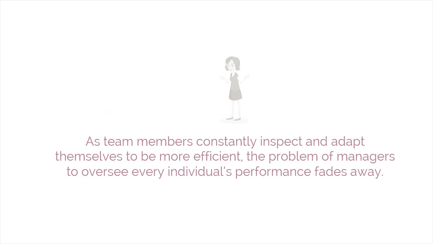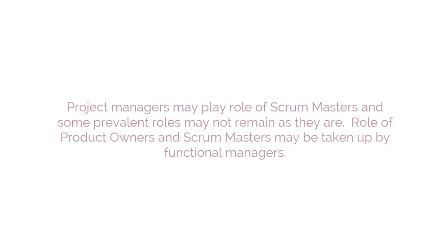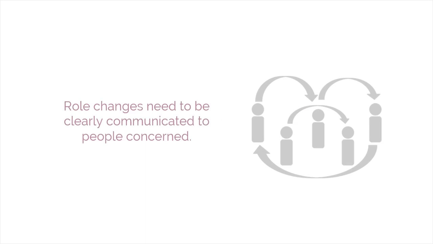As the team members constantly inspect and adapt themselves to be more efficient, the problem of managers having to oversee every individual's performance fades away. Project managers may play the role of Scrum masters, and some prevalent roles may not remain as they are. The role of product owners and Scrum masters may be taken up by functional managers. Role changes need to be clearly communicated to the people concerned.